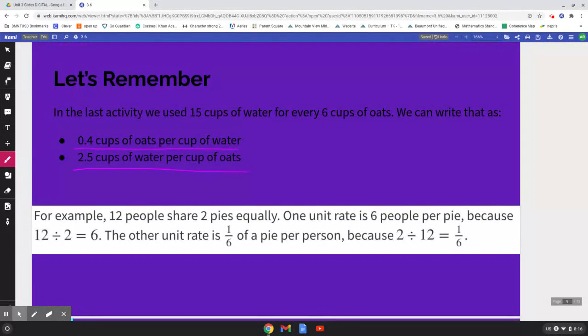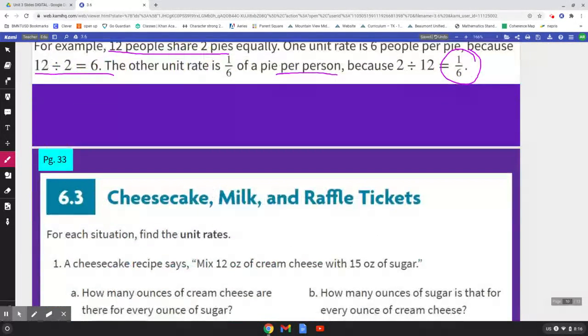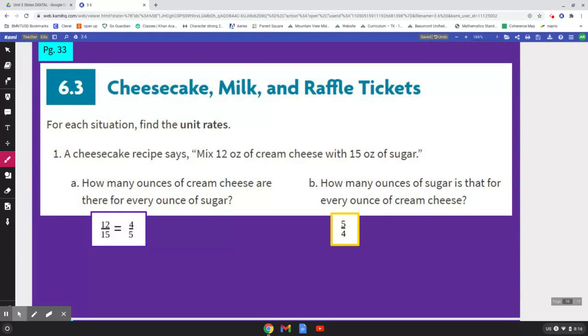Then they give you a little example here. You're just kind of listening. For example, 12 people share 2 pies equally, right? One unit rate is 6 people per pie, because 12 divided by 2 is 6. Another way to use the unit rate is 1/6 of a piece of pie per person. So 2 divided by 12 makes 1/6. So when I've been telling you guys, when you're punching it in a calculator, that it depends on how you're punching it in, this is exactly why.